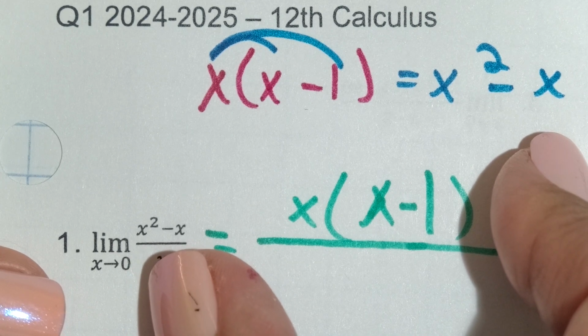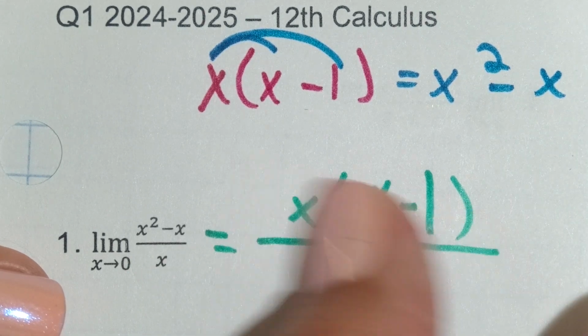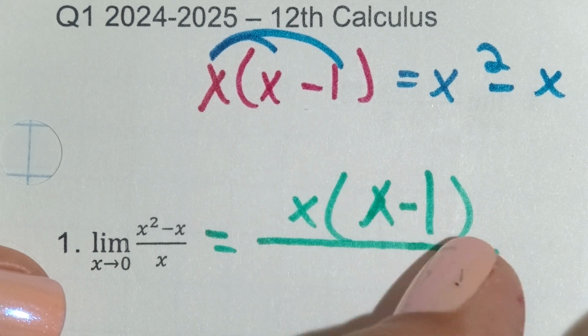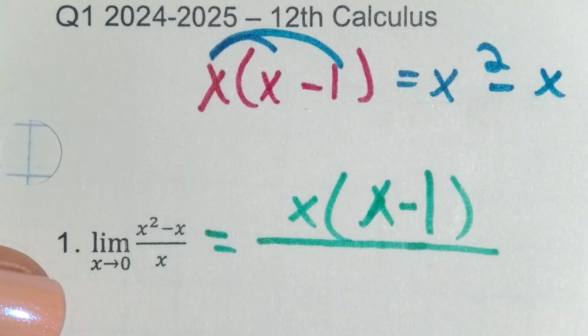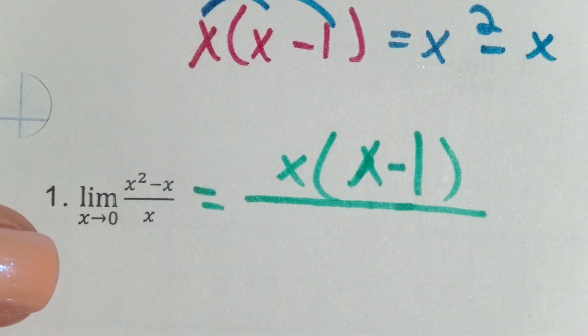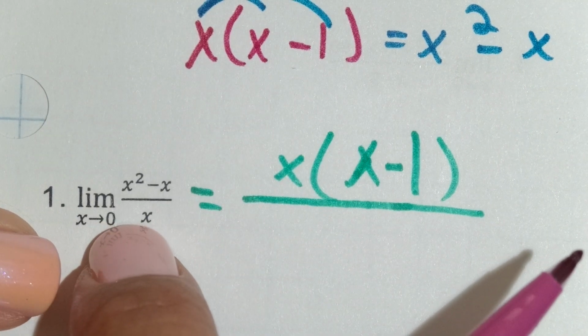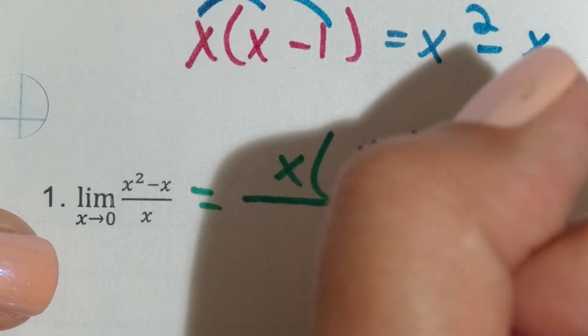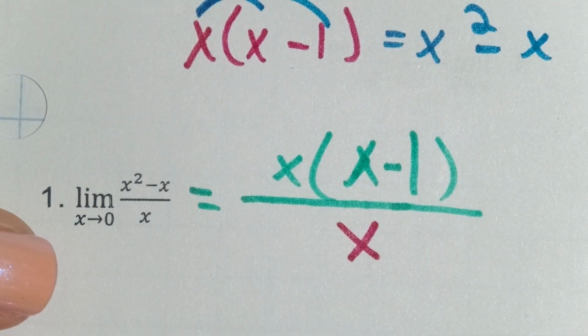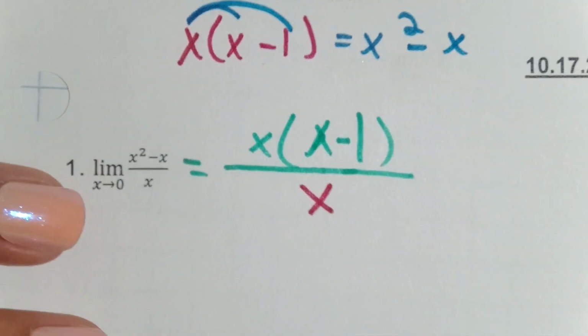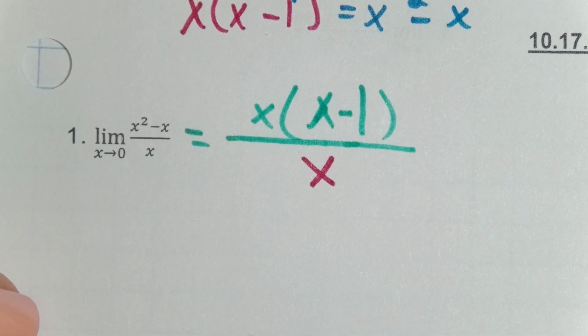Are there any questions so far? Do we get the numerator? Are we sure? Okay. Can I do anything in the denominator? No. All right, so step 1 is done. I factored out the greatest common factor.